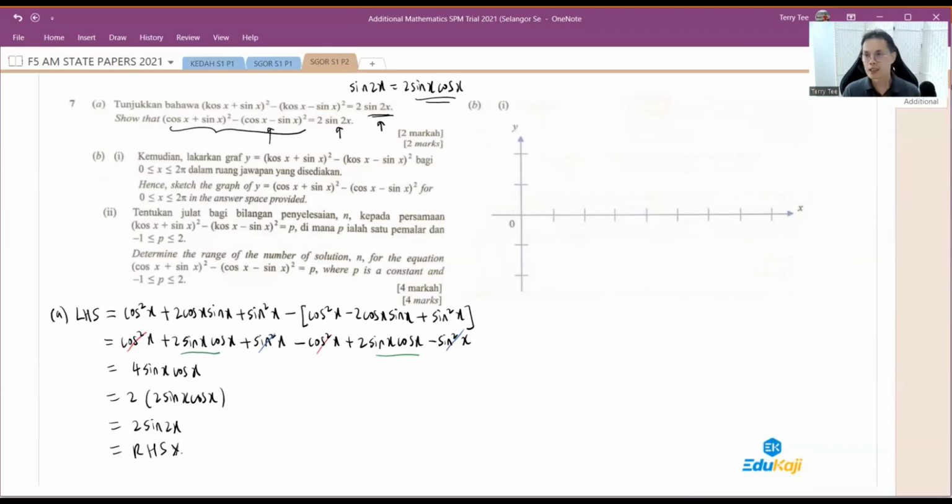Okay, second part, we are supposed to sketch a graph. Part B, sketch the graph of this. Now, notice that this entire thing is actually the same as this. So what graph are we sketching now?